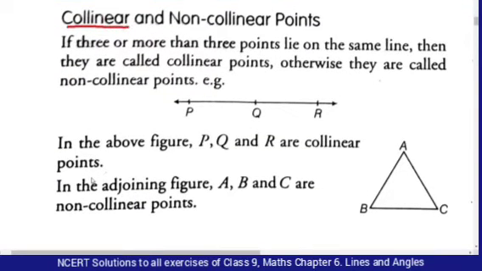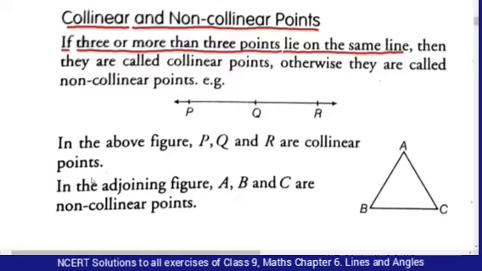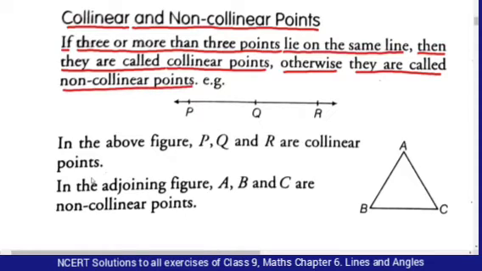What are collinear and non-collinear points? If three or more than three points lie on the same line, then they are called collinear points. Otherwise, they are called non-collinear points.